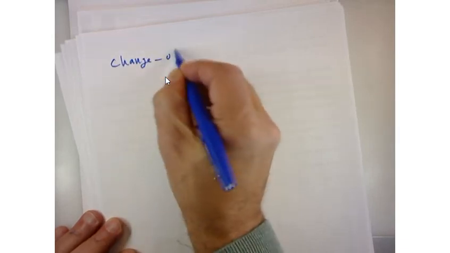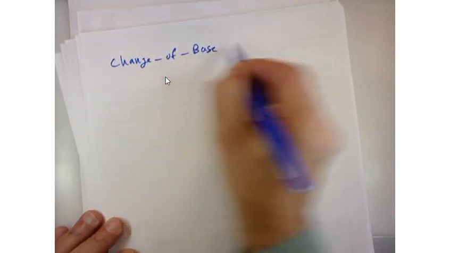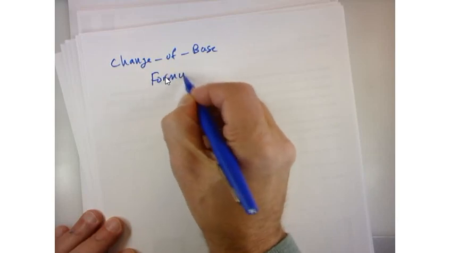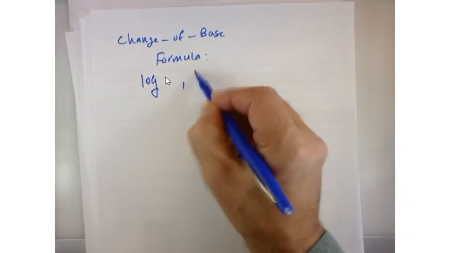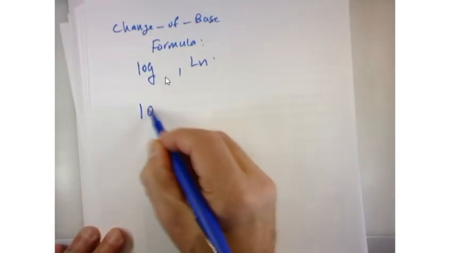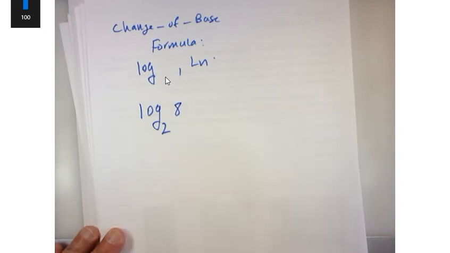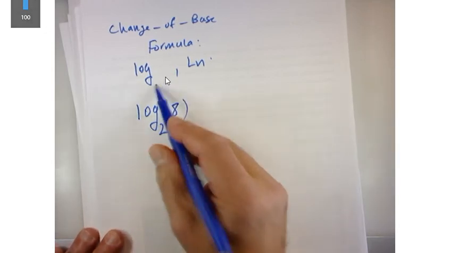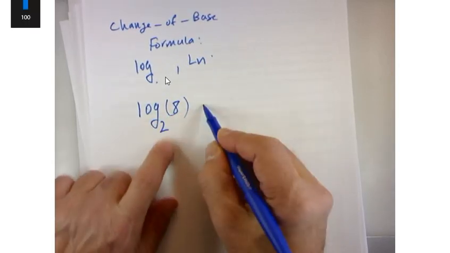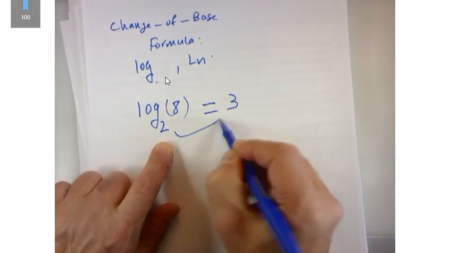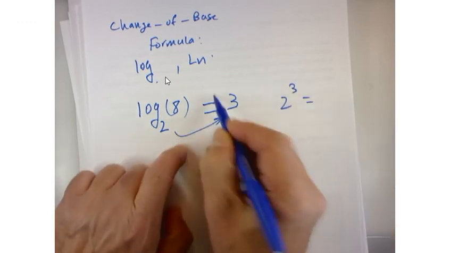Next, we're going to talk about what we call the change of base formula. We all know that the calculator has two built-in logs. It has log base 10 and ln. Well, can we do, say, log base 2 of 8 on my calculator, or any base other than 10 or e? We can. There's a formula for this. We know log base 2 of 8 is 3. Why? Because 2 cubed is 8.